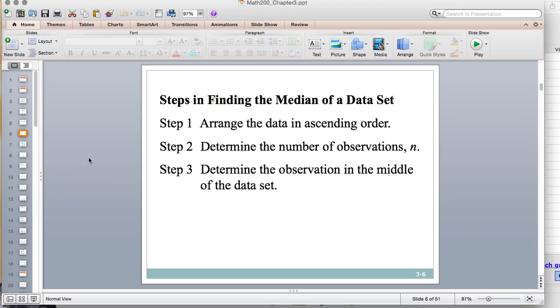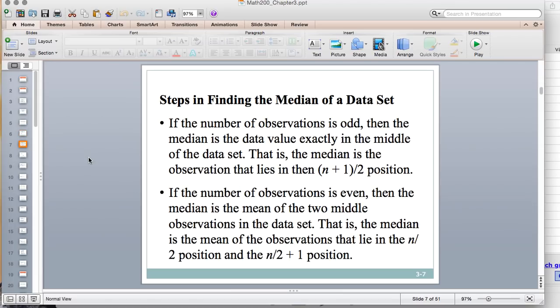Again, it's pretty simple. So if you're going to do this by hand, what you first need to do is arrange your data in order, from smallest to largest or largest to smallest, either way. And then you need to figure out how many observations you have and find the middle observation. Now, if you have an odd number of observations, then the median is just going to be exactly in the middle of your data set.